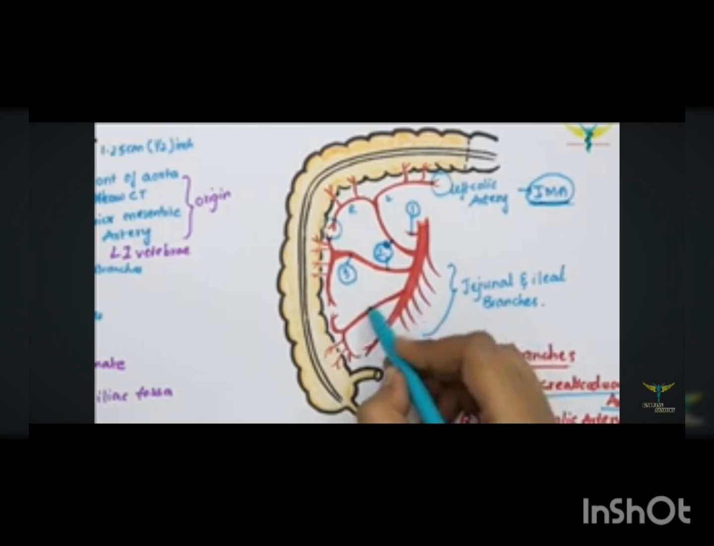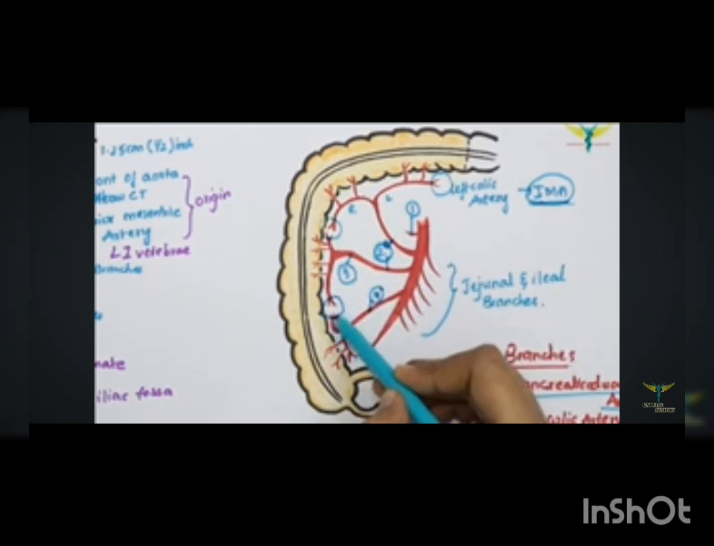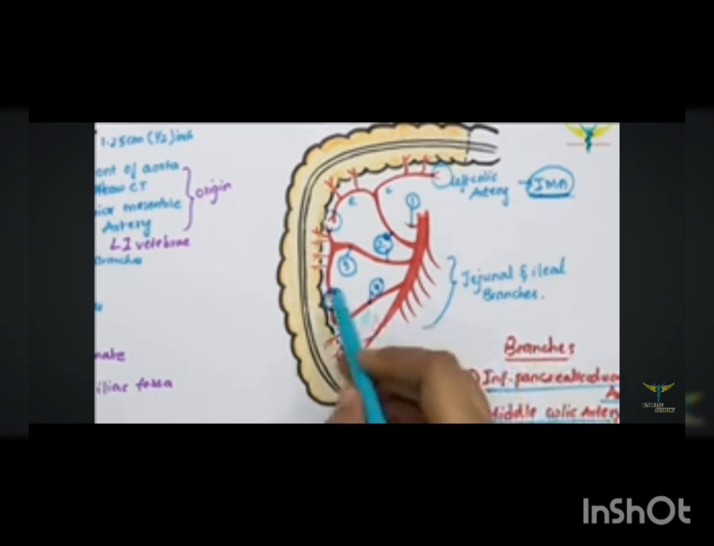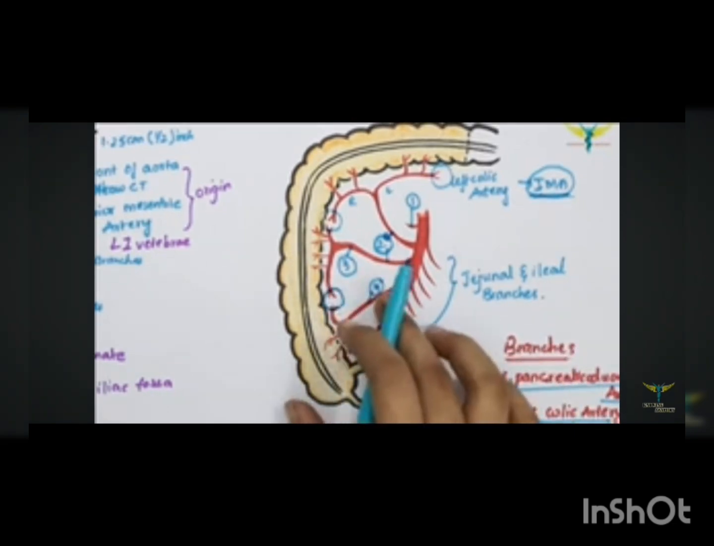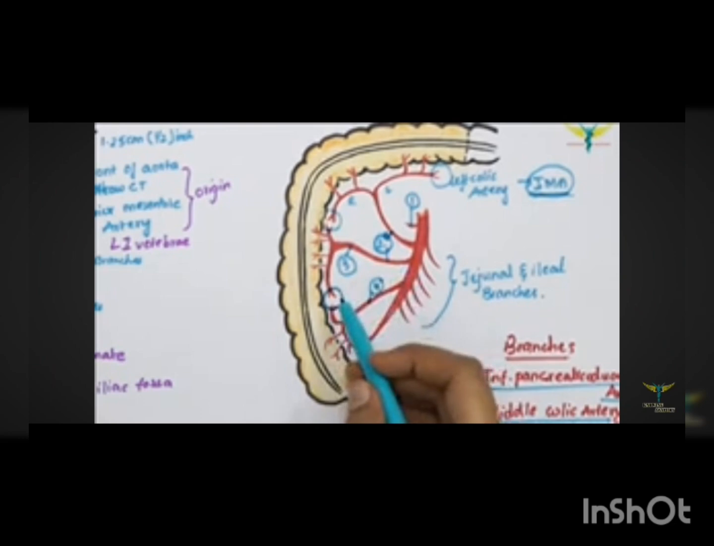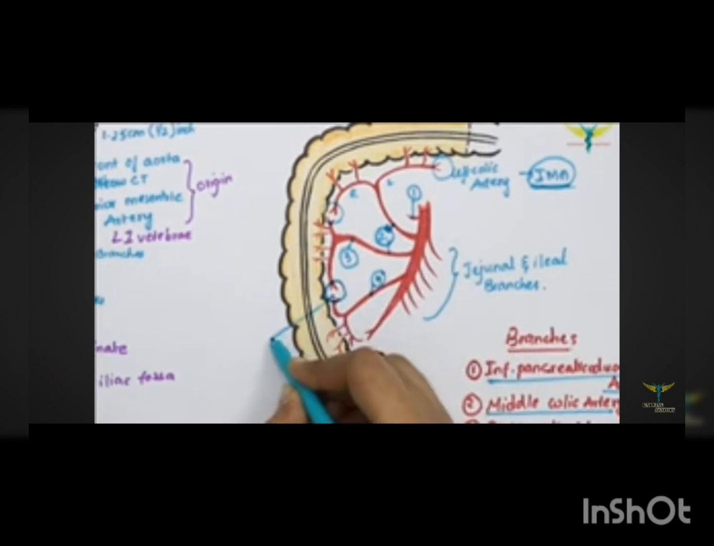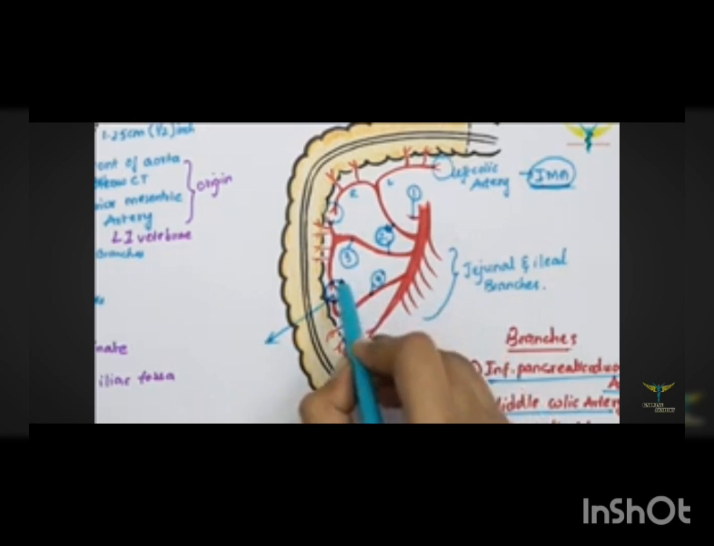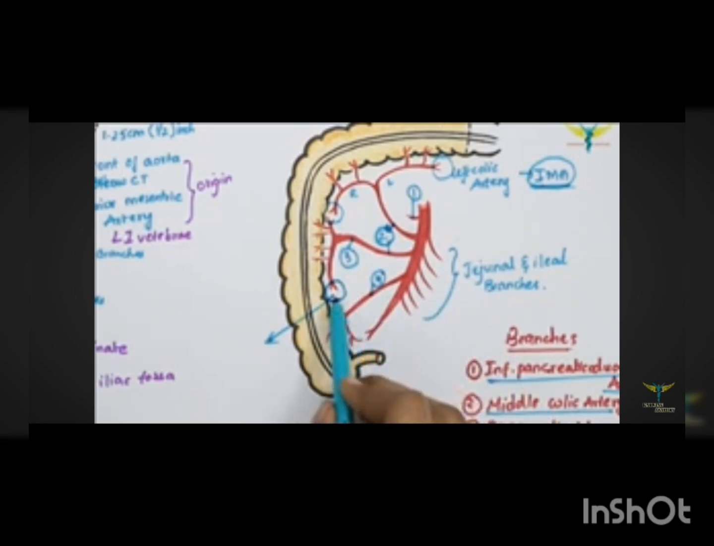So this is the fourth branch, that is the ileocolic artery. The descending branch anastomoses with the ascending branch of the ileocolic artery. This anastomosis forms the beginning of the marginal artery of Drummond. So this is very important. This anastomosis between the descending branch of the right colic artery and the ascending branch of the ileocolic artery forms the beginning of the marginal artery of Drummond.